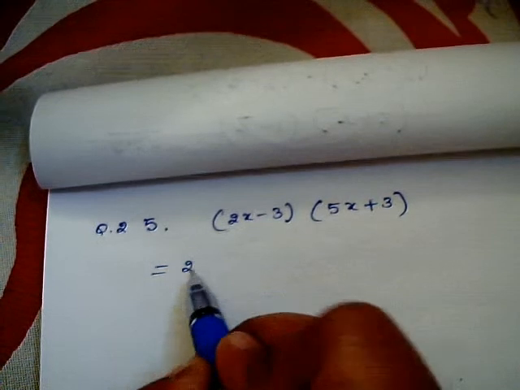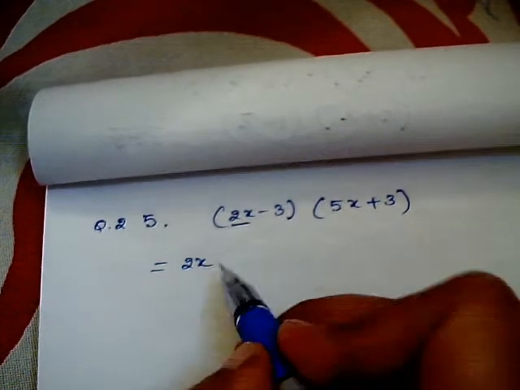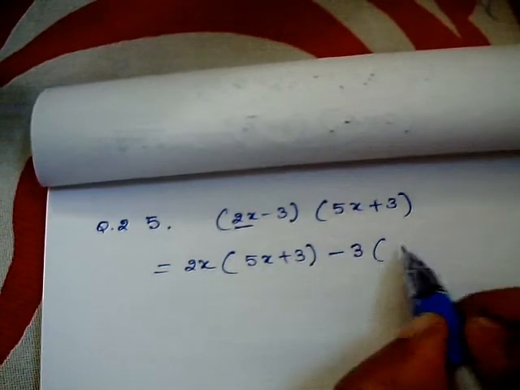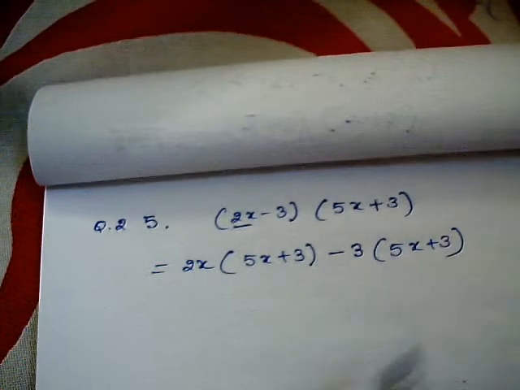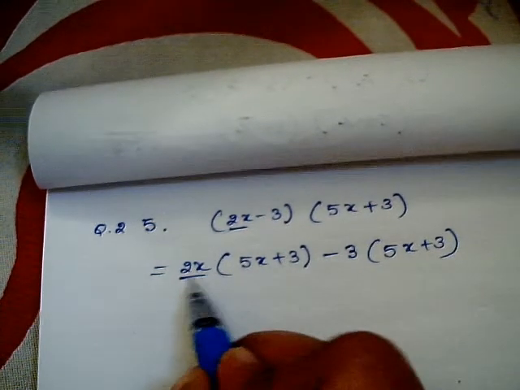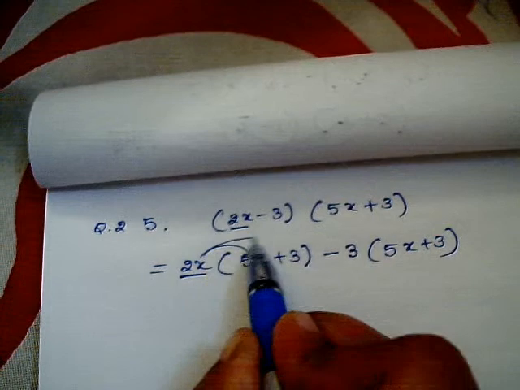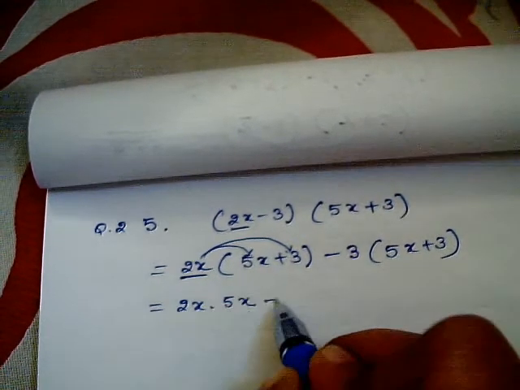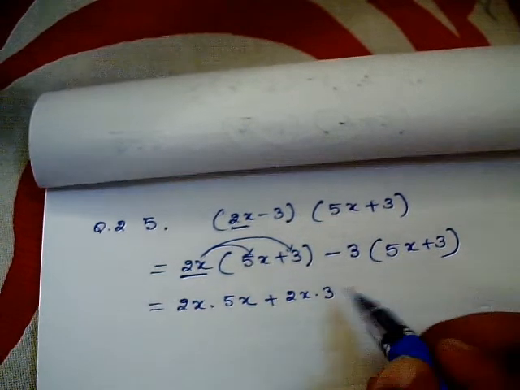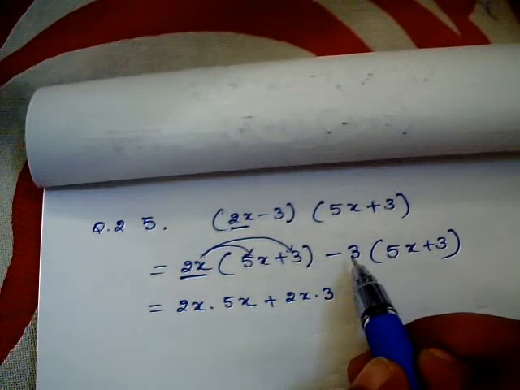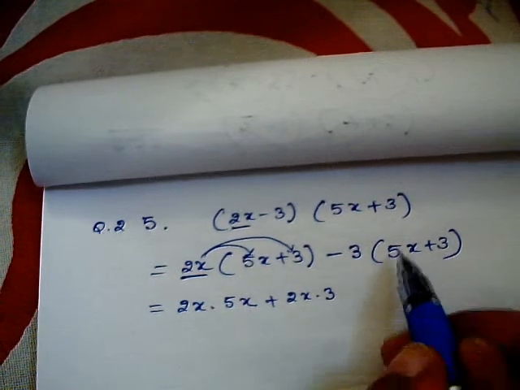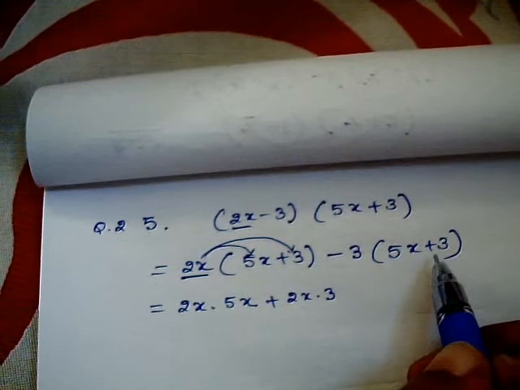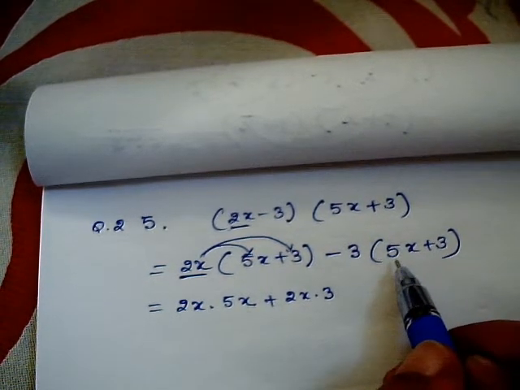First I am going to write the first term and this whole term. Then I am going to write the negative and then the whole term. Now I need to operate this 2x on each term when you open the parenthesis, so that's going to be 2x times 5x, then 2x times 3. When you are operating with negative 3, the sign of each term inside the parenthesis gets changed. If it is positive, it becomes negative. If it is negative, it becomes positive.